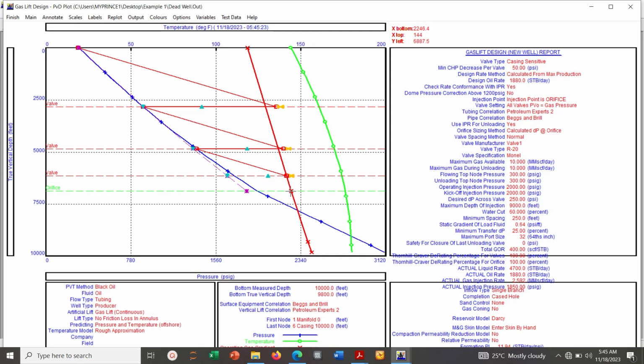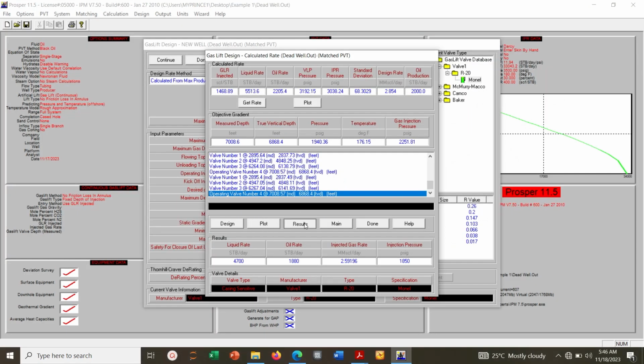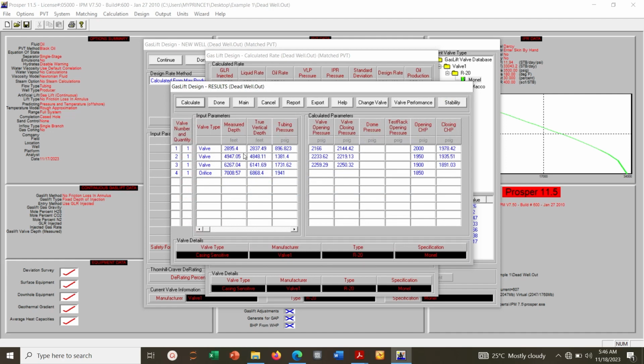The depth of injection can be seen in this result. Look at the points of the three unloading valves: the first one at 2,800, the second one at 4,000, and the third one at 6,267 feet. But the point of operation is at 7,000 feet.